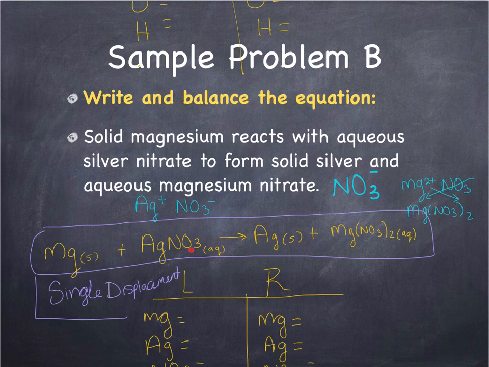How did we get AgNO3? Ag has a 1 plus because we know that silver is a 1 plus. Nitrate, it's one of your polyatomics that you need to know, is NO3 negative 1. The 1's cancel and we're left with AgNO3. We know that magnesium is a solid, that's why the S is listed, and silver nitrate is aqueous, so we put the AQ. It's going to react to form solid silver and magnesium nitrate.